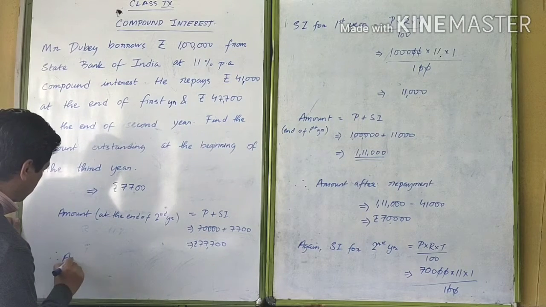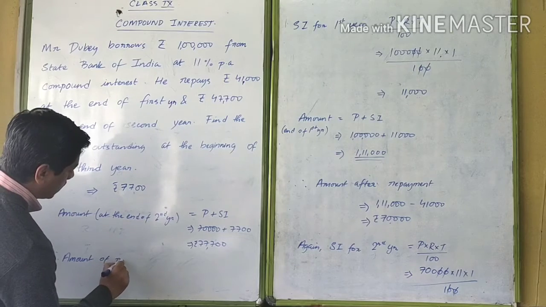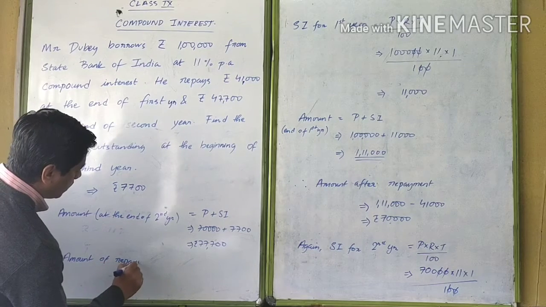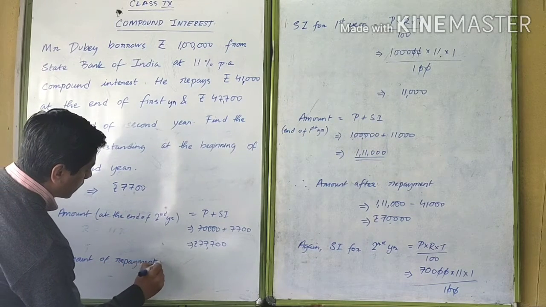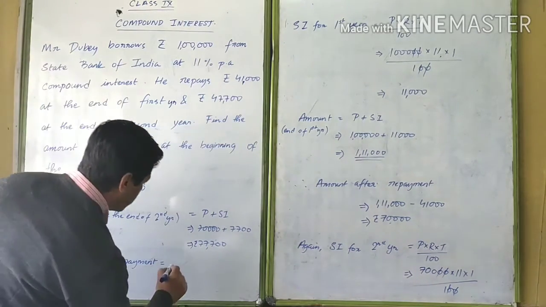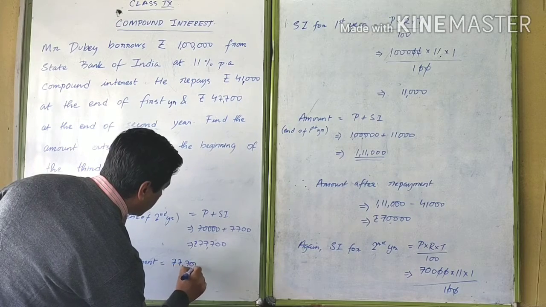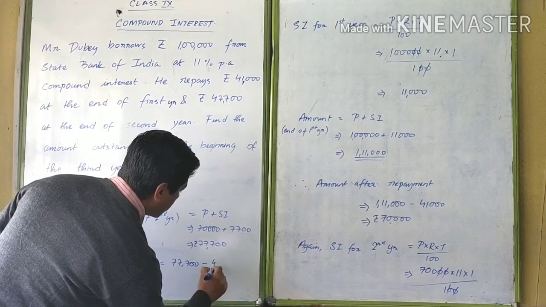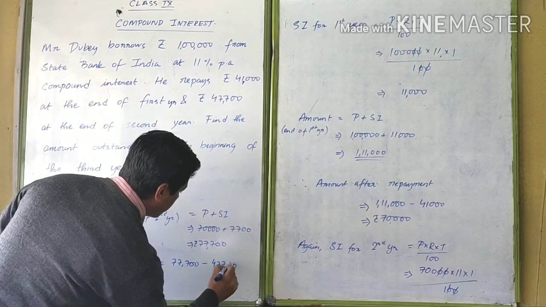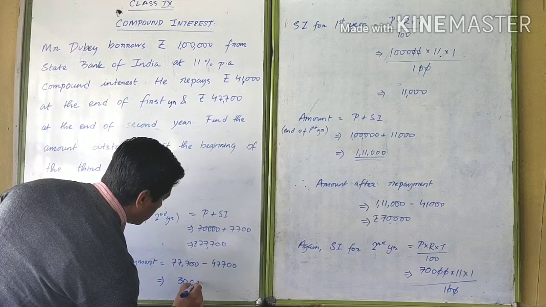Again, just like in our first step, we will calculate amount after repayment. Therefore, amount after repayment equals, this time he has paid 47,700 rupees. 77,700 subtracted by 47,700 rupees. So this gives me rupees 30,000.